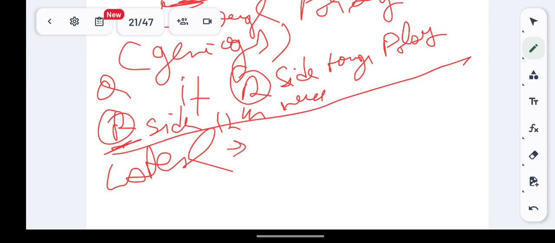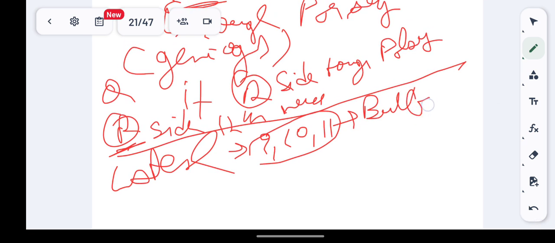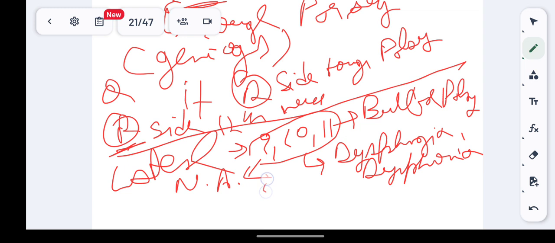9, 10, 11. So 9, 10, 11 means bulbar palsy. Bulbar palsy means dysphagia, dysphonia, all these things, or we can say that nucleus ambiguus is affected here. Nucleus ambiguus. Can anyone think? We should correlate all these things.